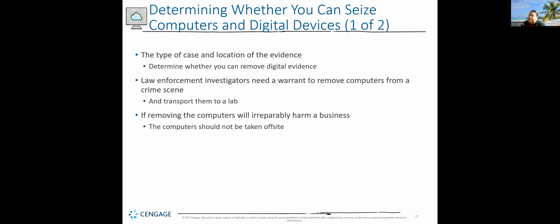Law enforcement investigators need a warrant to remove computers from a crime scene. Yeah, you have to have a warrant. You can't just up and go. But you can take flash drives. No one's going to tell you that. It's probable cause. That's what I'm referring to.